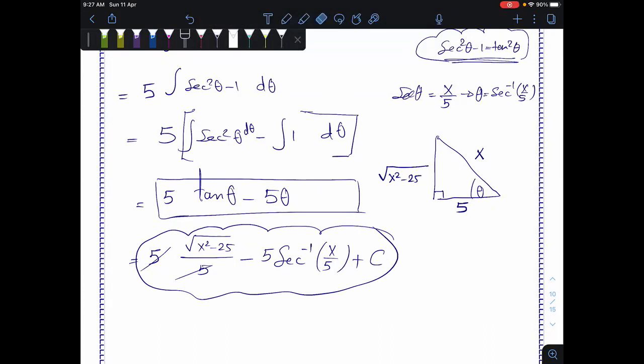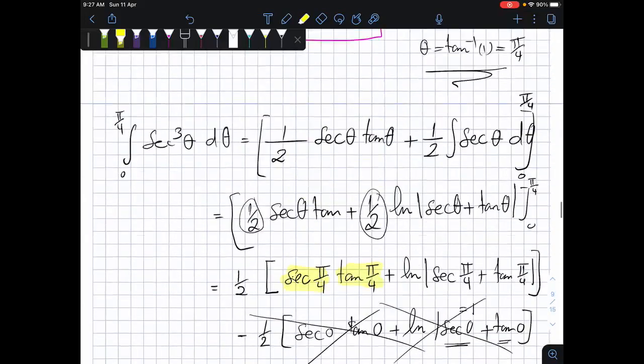Okay, easy. Let me say again what we revised today: area between two curves, partial fraction decomposition, and trigonometric substitution.